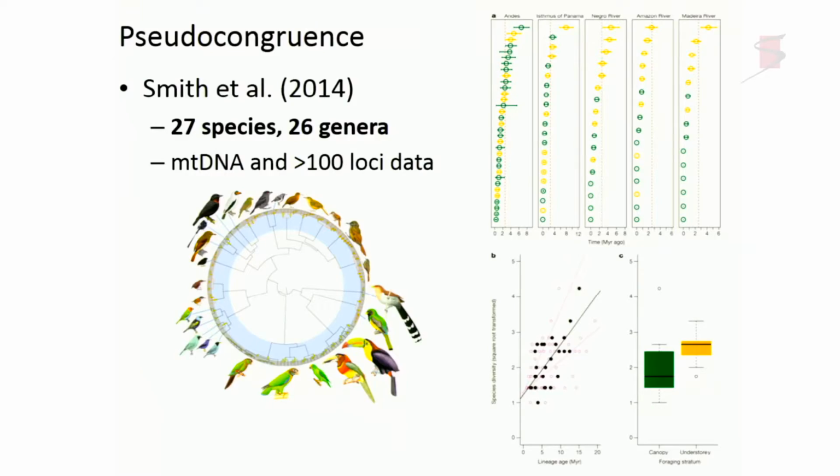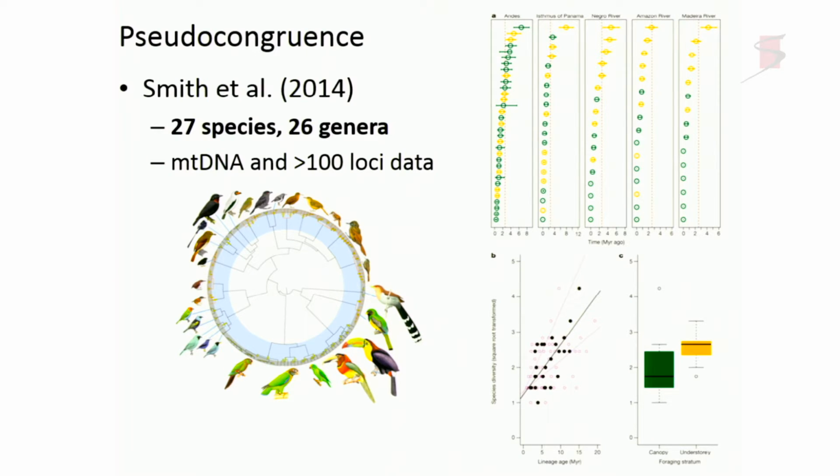Here's a very good example from a couple of years ago. Brian Smith and his collaborators, it's good because it's very complete. They looked at cross-barrier divergence estimates using an ABC framework, using 27 species and 26 genera of neotropical birds. And here's just a depiction of the wide variety of kinds of birds they had.